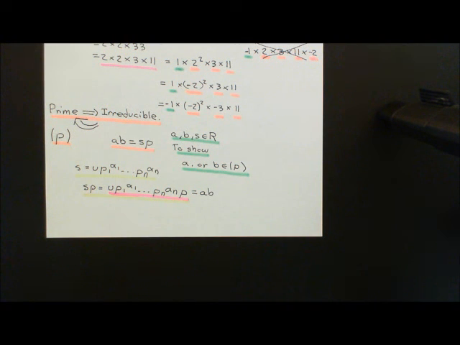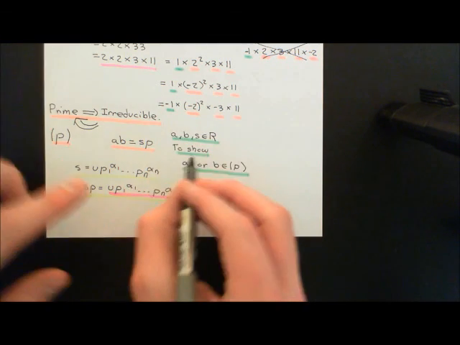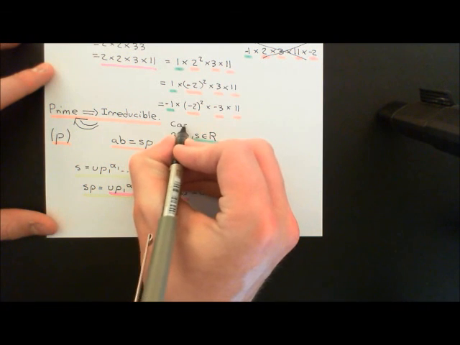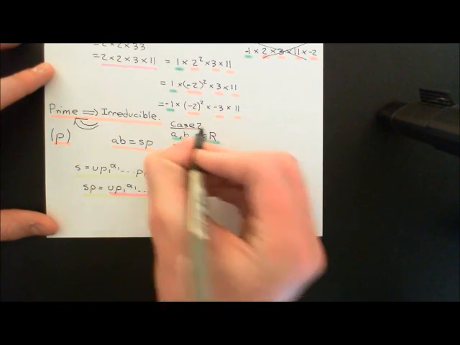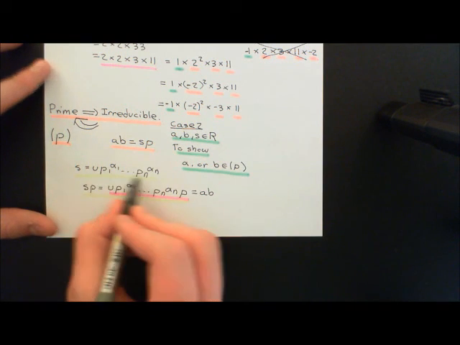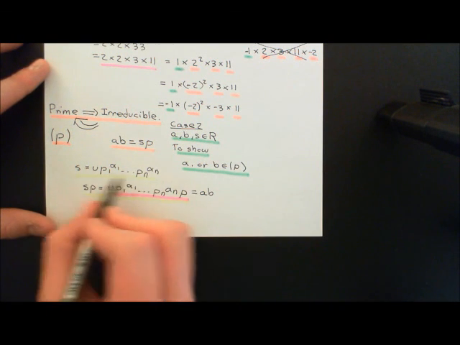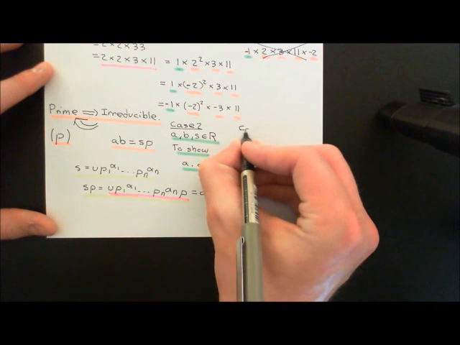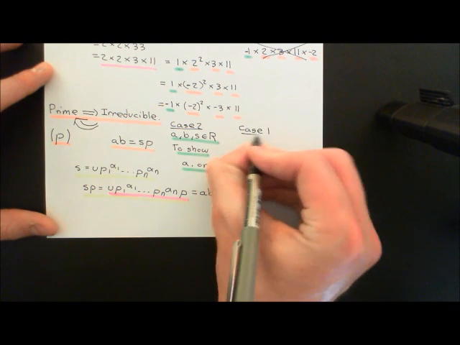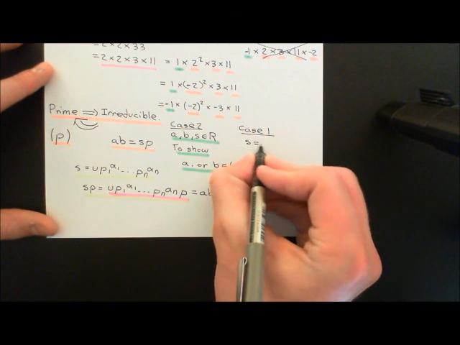Now, I should stress that there's another case to this. This is almost like case 2. I should have probably put a case 1 here. So this is case 2, where we assume that S has this irreducible factorization here. There is another case, which is case 1, which is that S could be equal to 0.